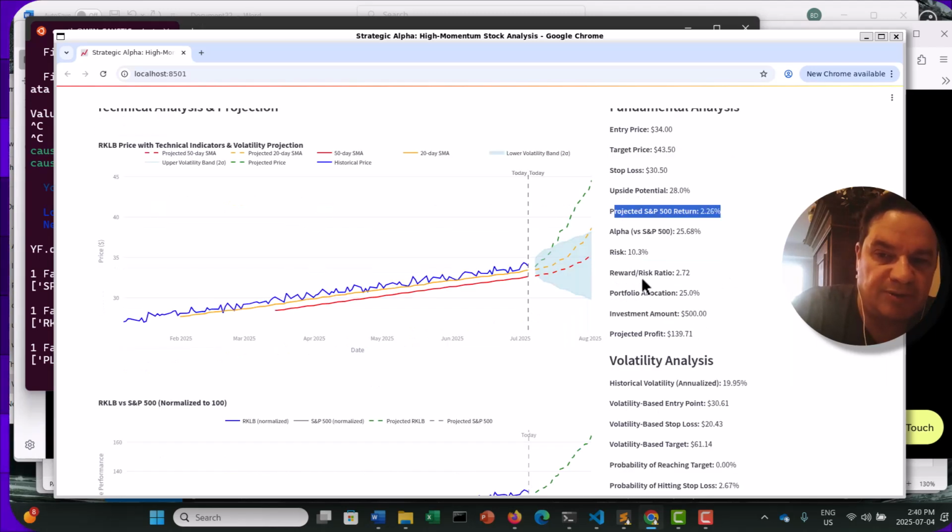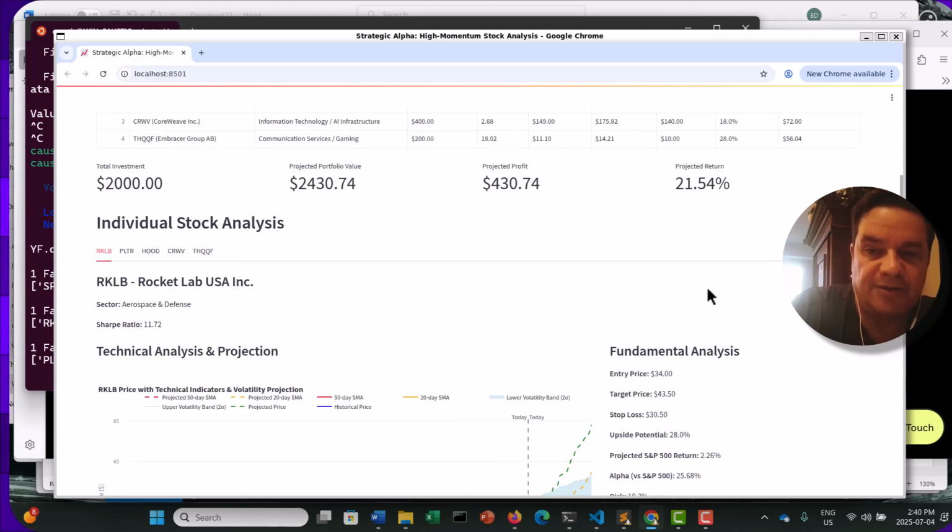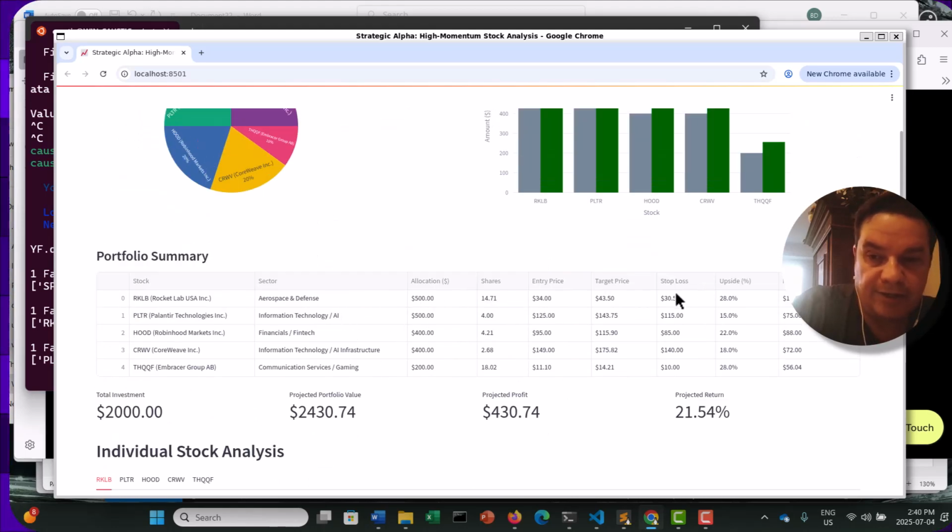So the risk is 10.3%, risk-reward 2.72, portfolio allocation at 25%, investment amount $500 out of that $2,000, and the projected profit's $139. So all right, here's the allocation. To buy 14 shares of Rocket Lab, 4 shares of Palantir, 4 shares of Robinhood, 2.6 shares of CoreWeave, and this little one, 18 shares of this Embracer Group.